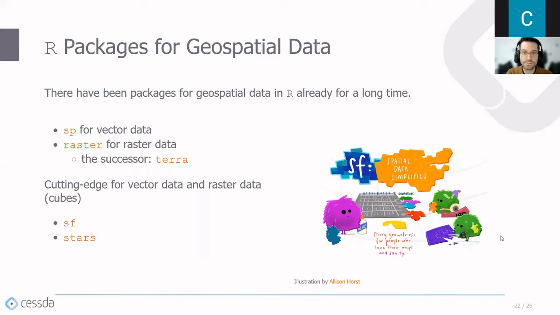What we will use is the SF package, which stands for simple features, that respects or uses ISO standards for geospatial data. And we will also use the stars package, which is the cutting-edge package, if you will, for raster data.